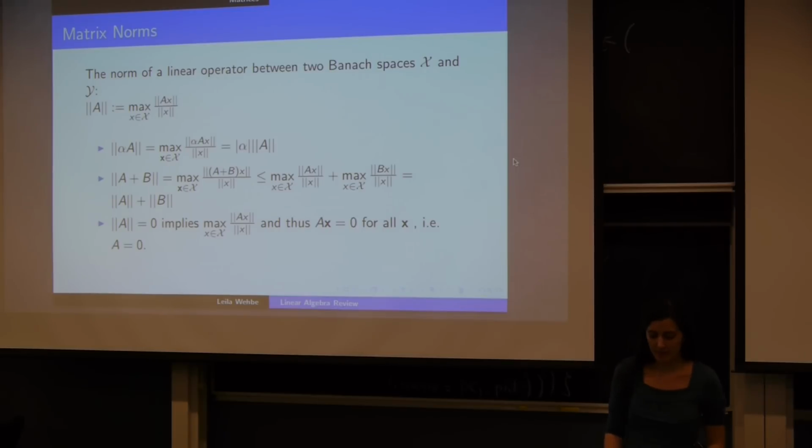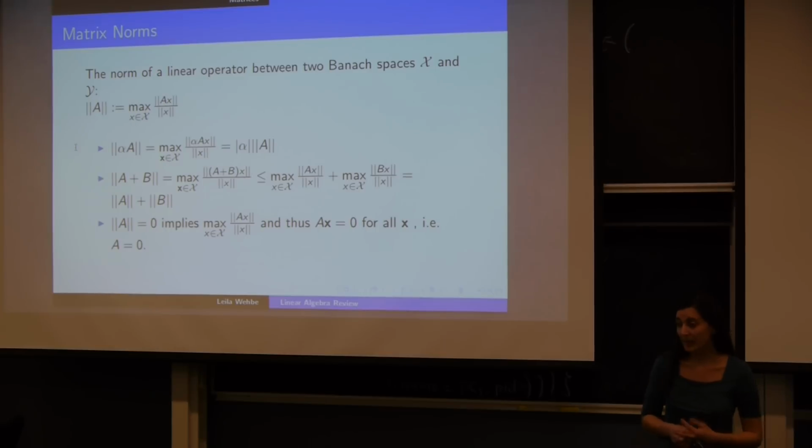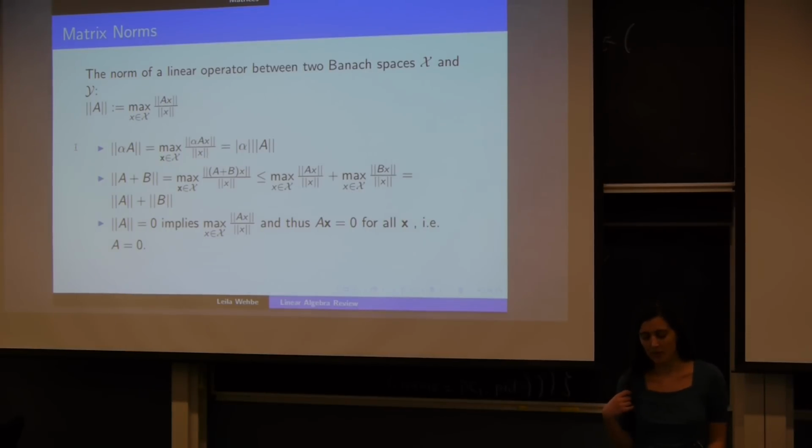We're going to introduce now the concept of matrix norms. The norm of a linear operator between two Banach spaces X and Y, so the norm of a matrix A, as we said before, is the maximum over all the x's of the norm of Ax divided by the norm of x. Okay, and so this definition follows the 3 rules for having a norm.